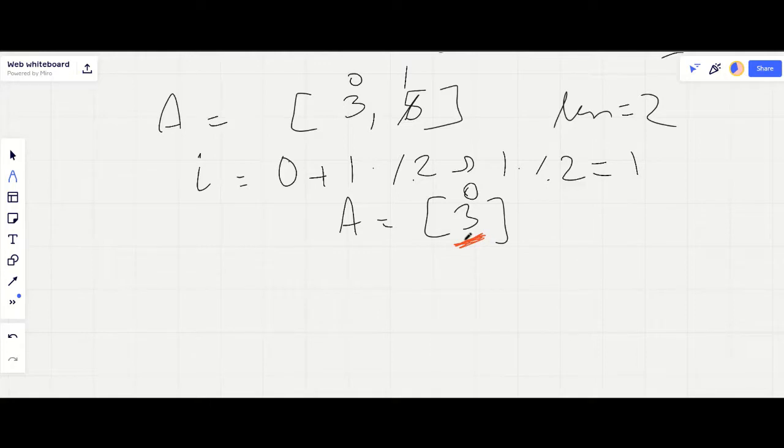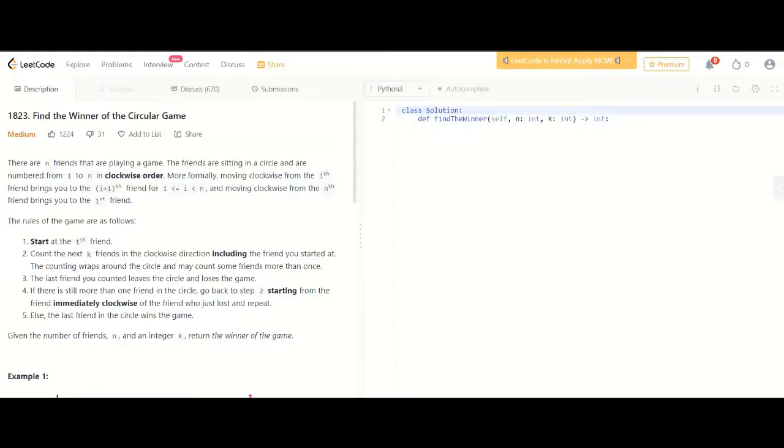Okay, so let's see how we can code this down. So let's go and code this. We need to have an array, so we need to populate an array. It needs to go from 1 to n, right? Now we need to have a recursive function. In the parameters we have index and k.